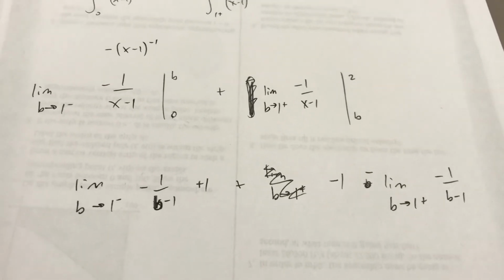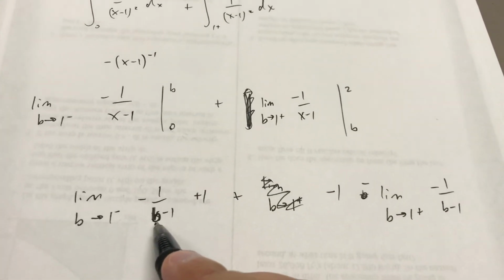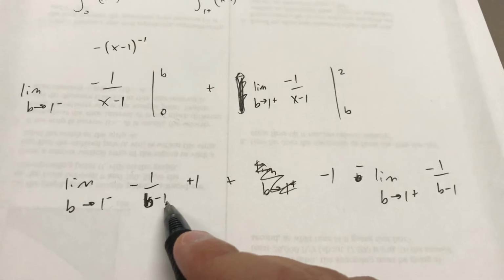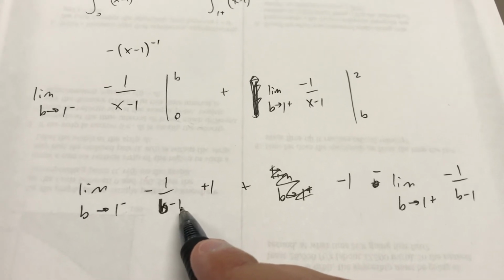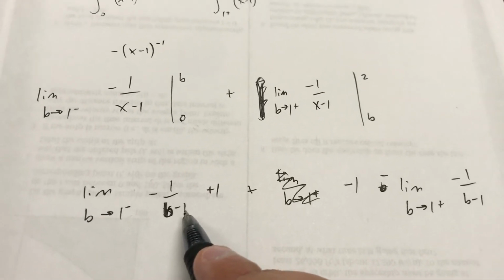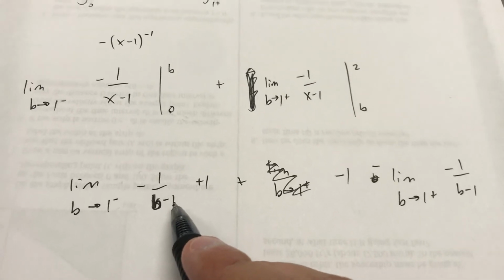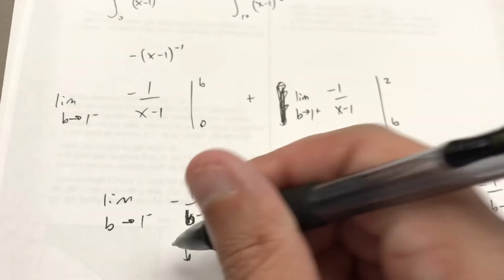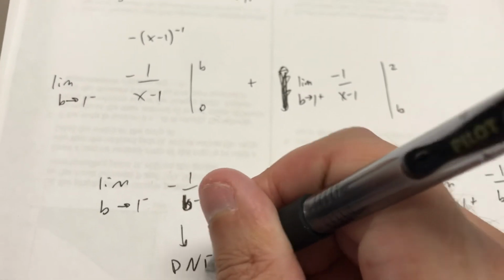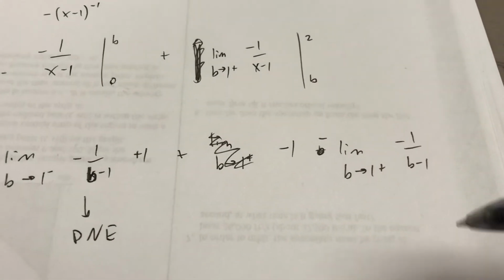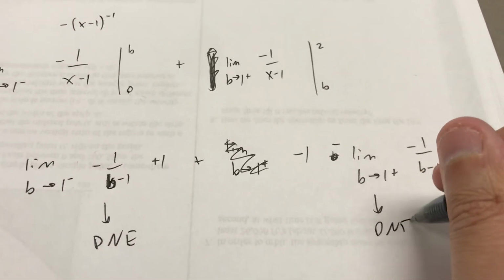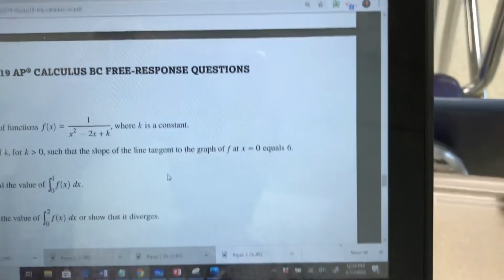Anyway, long story short, if you put a 1 in here, you're going to get negative 1 over 0. That is not indeterminate, okay? That is approaching negative infinity. Negative infinity is not really considered to be a limit. So this limit does not exist, and I think this limit does not exist as well. So basically this integral is going to end up diverging, is the conclusion.